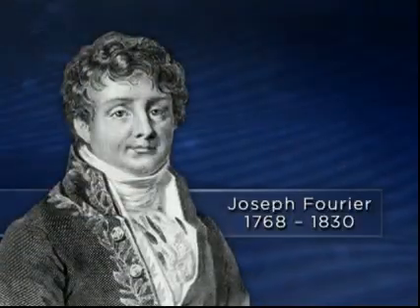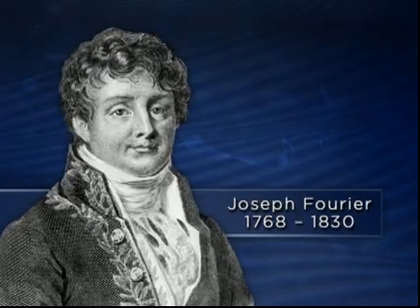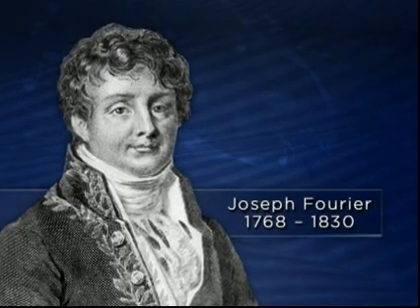So this is all the work of Joseph Fourier. Who was he? Turns out that he was a mathematician born in 1768. He was one of at least 19 kids. We're not exactly sure how many kids there were. He was orphaned at age 8.